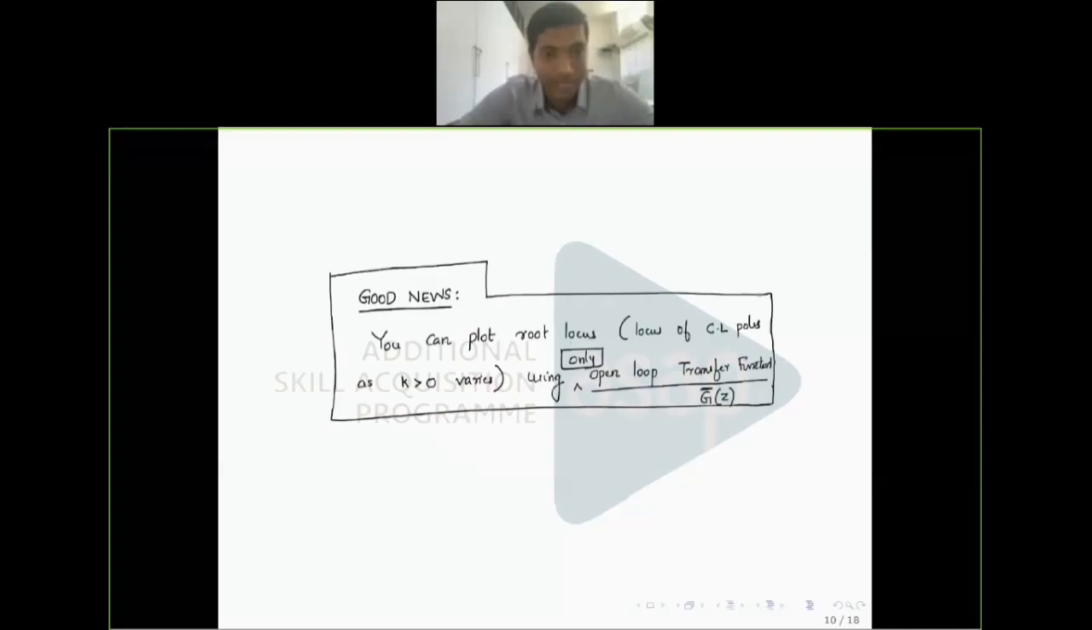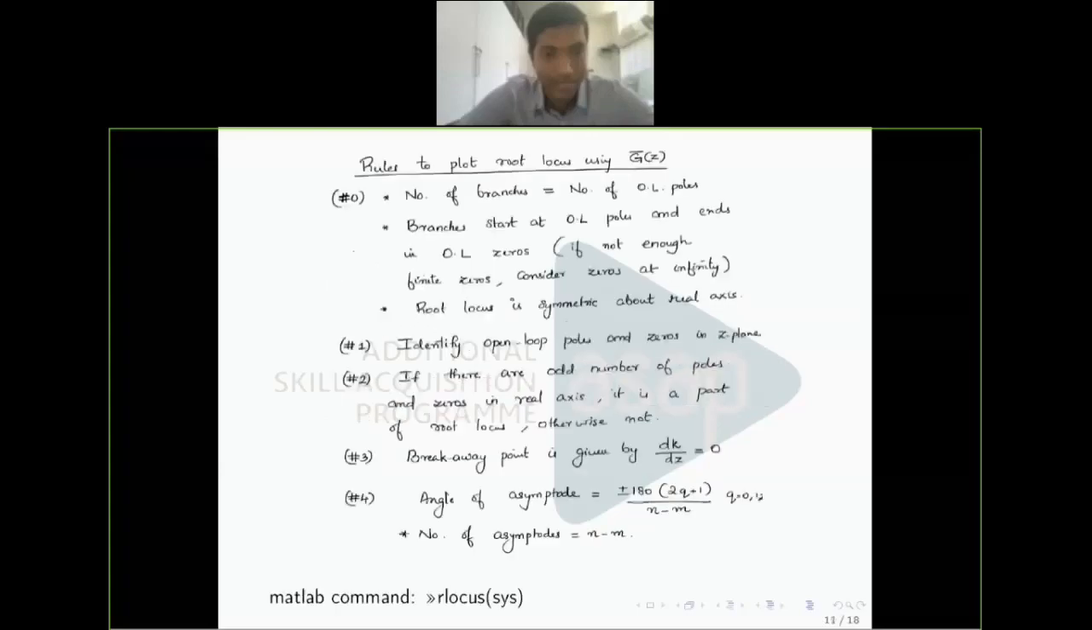Open loop gain K is varied from 0 to infinity. So that is the best part of drawing root locus. You just need the information about the open loop transfer function G bar Z. Now let's see how we can draw that.